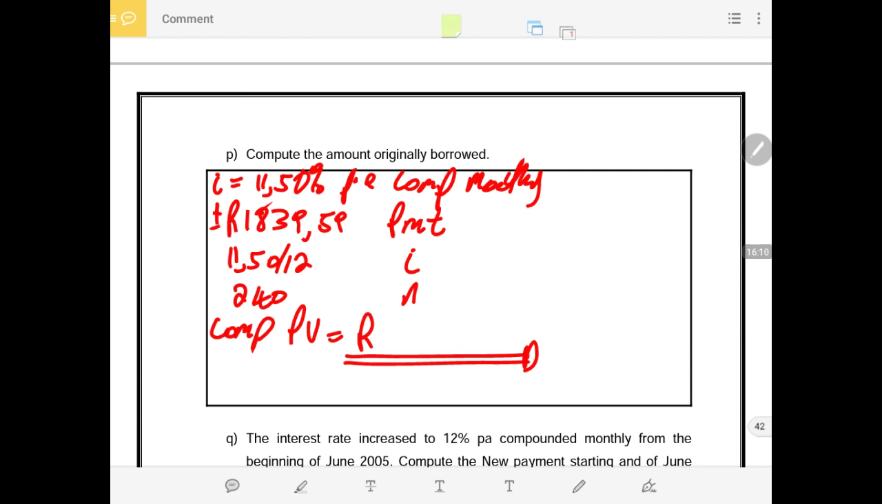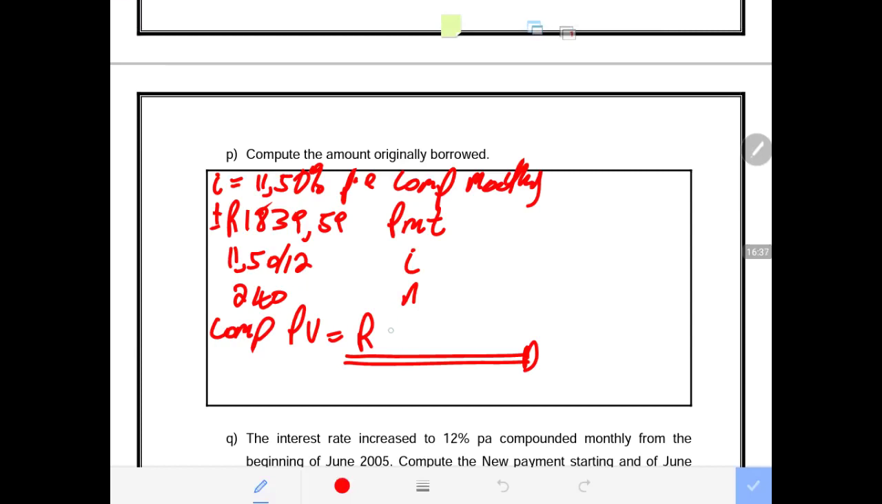where I have to say second function alpha 00 to clear the memory. We have 1,839 rand 59 cents plus minus PMT. 11.5 divided by 12 is my interest. 240 is N. Then I need to know how much was borrowed at the beginning in order to be repaid for 240 months, which is 20 years.